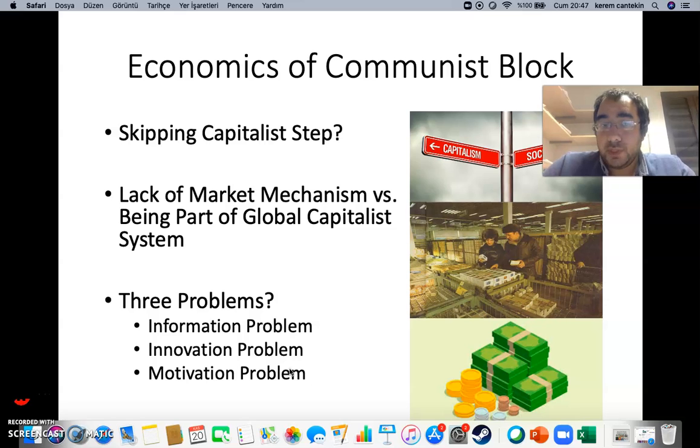Let's start with the information problem, which basically says that you are not able to understand and determine people's needs unless you have a price mechanism. If the price of something goes up, for example, that means people need it more, people want it more. It doesn't matter which one it is. So you start to produce more of it, and that will solve your problem in the capitalist economy.